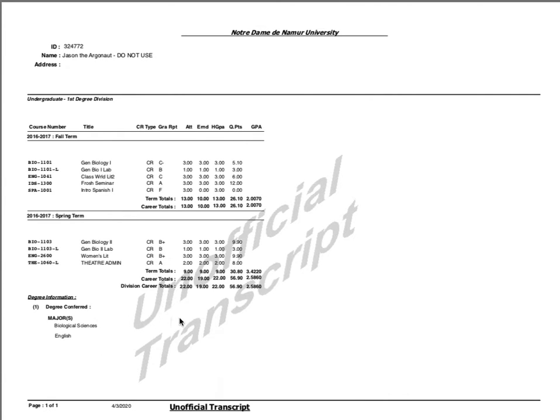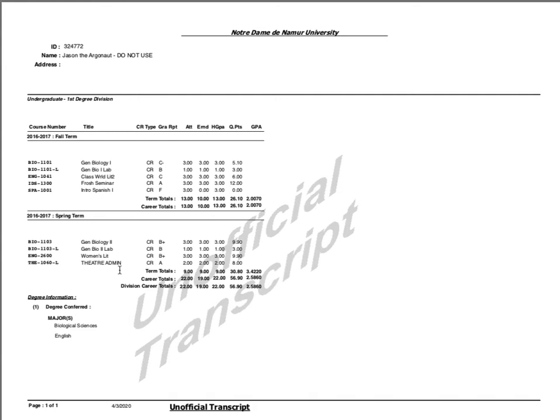Here you'll see a typical unofficial transcript. It includes the name of the institution at the top, your student ID number, your name, and your address. It also includes the name of the division that's selected. And then you'll see your courses, including grades and units and GPA, organized by semester.